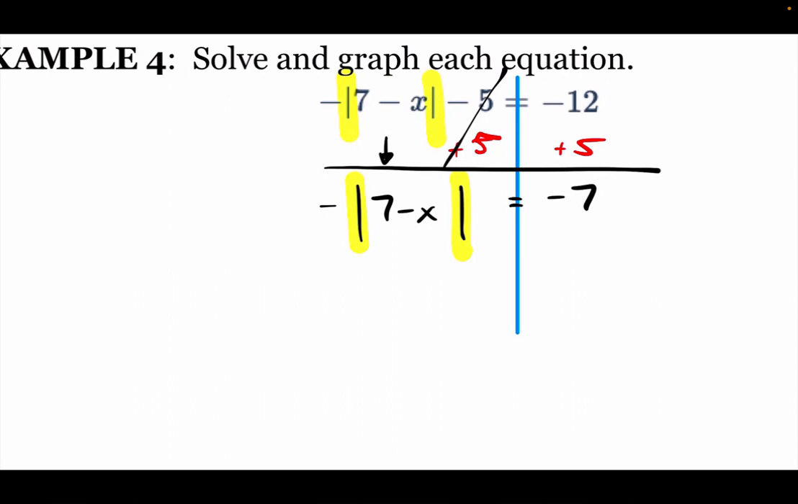So I can't go on to step 2 yet because I have a negative in front. So here's the hard part. How do I get rid of that negative? I have 4 options. I can add it, I can subtract it, I can multiply it, and I can divide it.